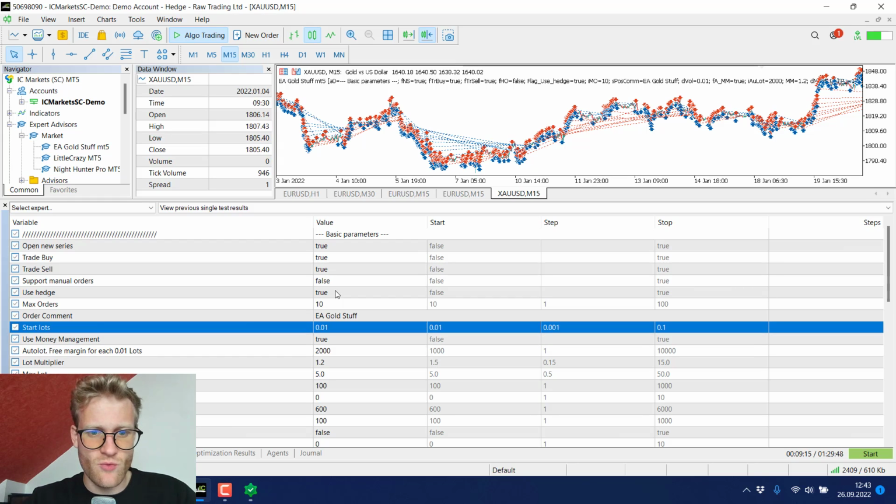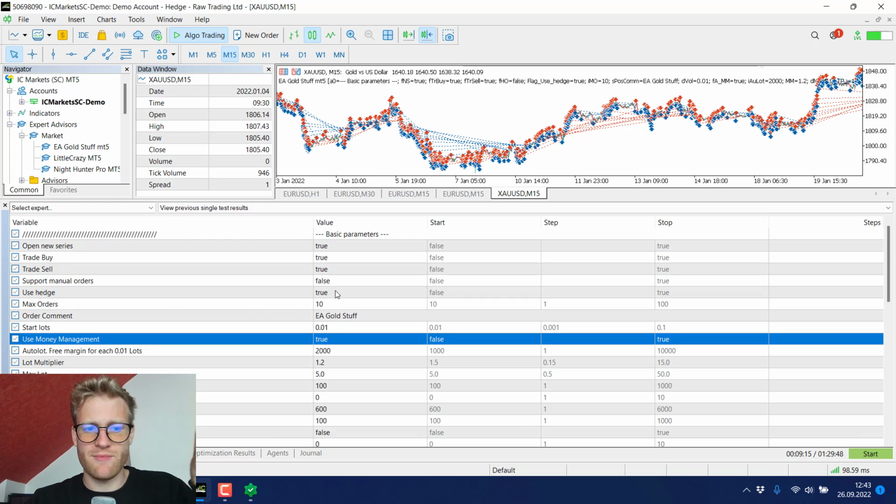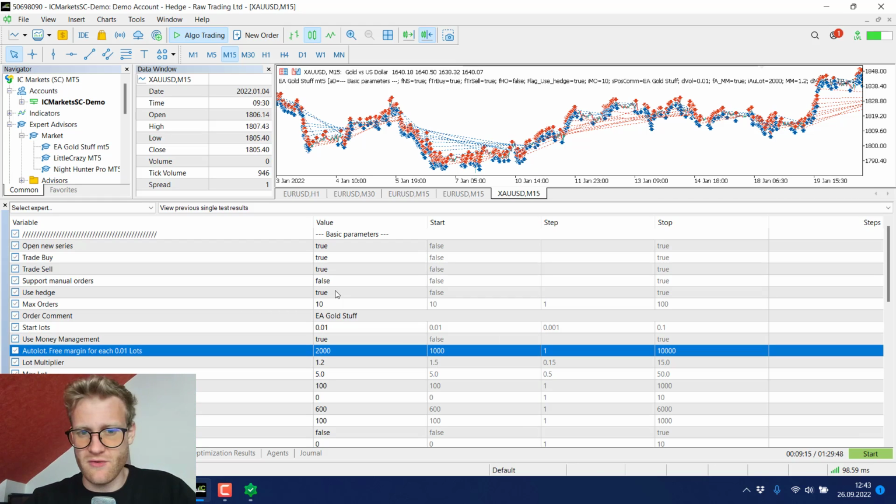And then here we get to the most important part. So you can define the starting lots for a series. So this is the lot size for the first position. Also, you can use money management, and this is money management that is typical for EA programming. This is just a technique that you can use, and it will increase your lot size once your account is growing. So you can say you want to use 0.01 lots for each 2,000 euros in your trading account, and this is just a mechanism of adjusting your first position lot size to the account.